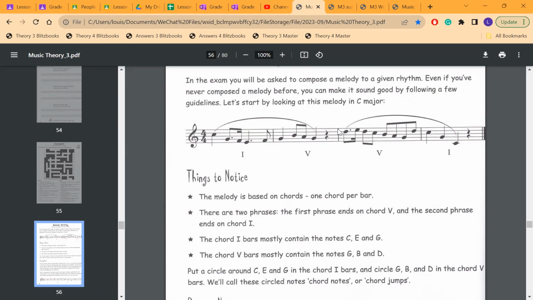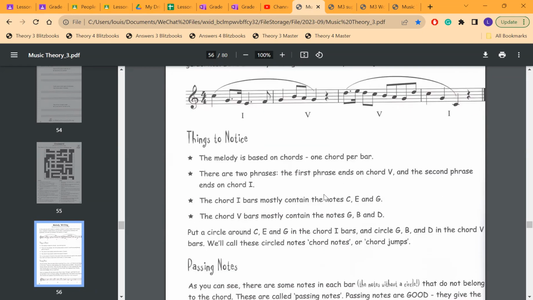does your melody sound good? I guess that's more important than anything else. Does your melody sound good?